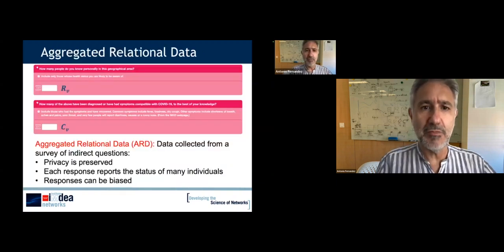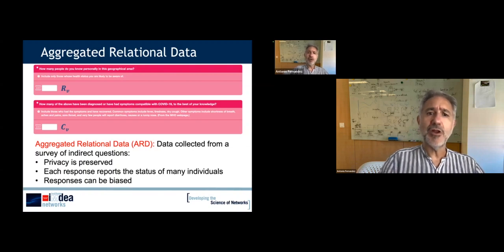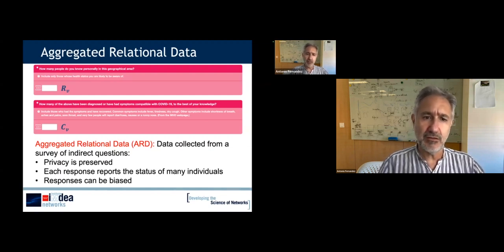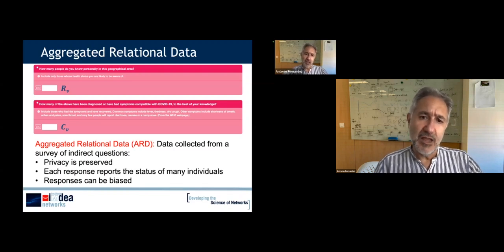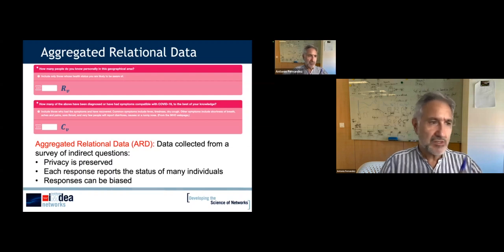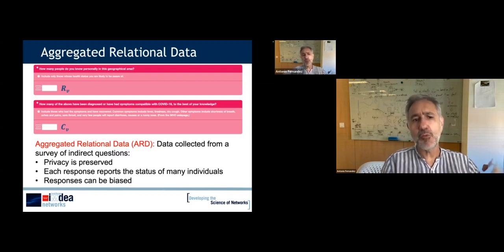So we moved this to a bigger survey that has been deployed for more than 4 years now. It's still collecting data, in which we ask people, how many people you know and how many of them have or had COVID. This type of questions is what is called aggregated relational data, and it's data collected from indirect questions. What is good about these type of surveys is that they are more privacy preserving than a direct survey. If you ask somebody whether they have a given stigma, they may not answer clearly, while if you're asking how many people they know who had that particular stigma, they may be a little bit more open to report that.